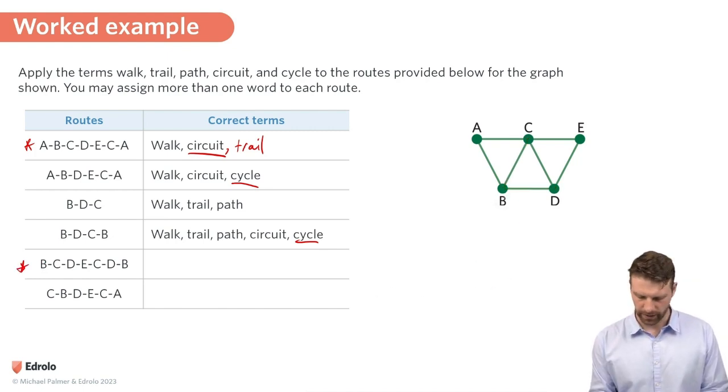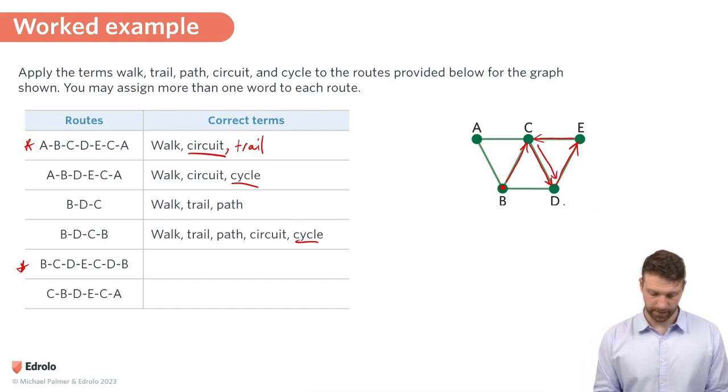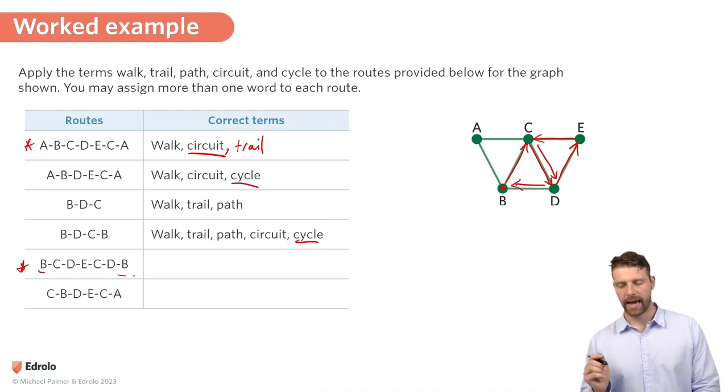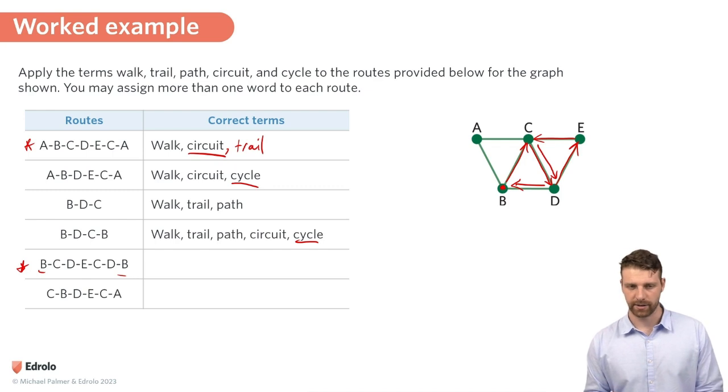Okay, let's have a look. We go from B to C to D to E, back to C, notice we're repeating there, back to D, and then to B. Here, I can see that I'm finishing and starting at the same point, but I am repeating vertices and edges. So this is only going to be categorized as a walk.